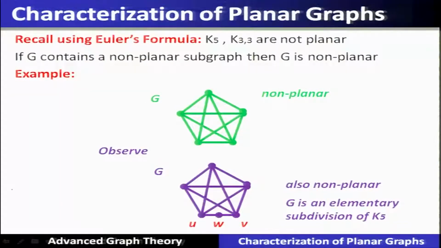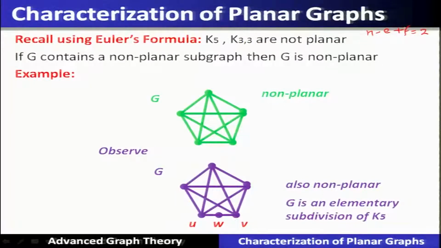Characterization of planar graphs. If we recall, in the previous video we used Euler's formula, which is n minus e plus f is equal to 2, and using this formula we have seen that K5 and K3,3 are not planar. Now, if G contains a non-planar subgraph, then G is non-planar, that we will see as another characterization of a planar graph.